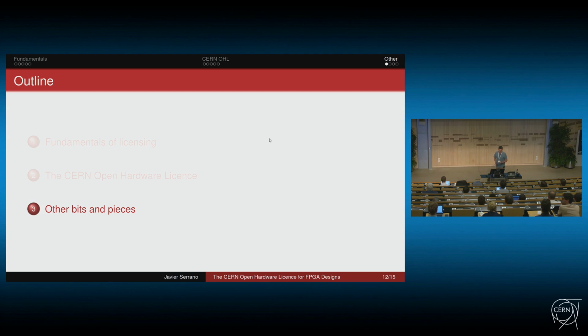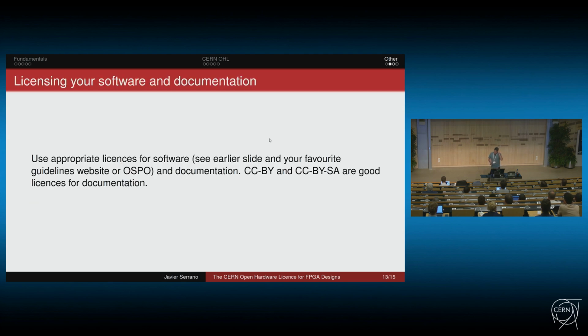Okay, so other bits and pieces: very often your designs or the things you publish will include software and documentation. We don't think you should use CERN OHL for those. There are very good options for software. I already listed the ones that we at CERN recommend for the three licensing regimes for software: permissive, weakly reciprocal, and strongly reciprocal.